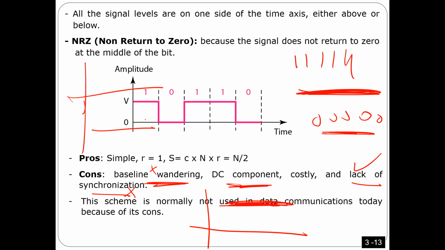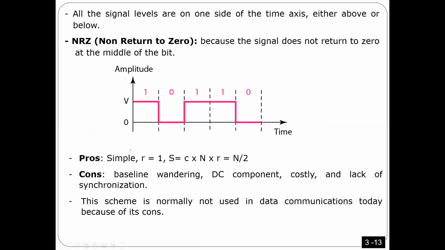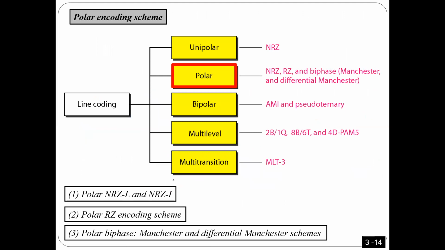So anyway, this is a very simple encoder. This one can achieve the best bandwidth, nothing else. It's also a simple one, but for sure, we have a problem with baseline wandering, the DC component, and also lack of synchronization. Any questions? Okay. So the second one, we call it polar.